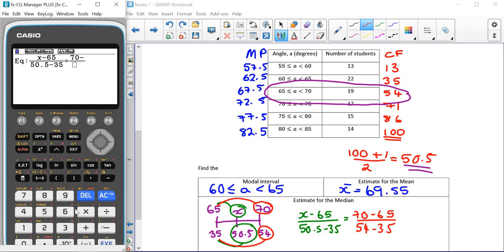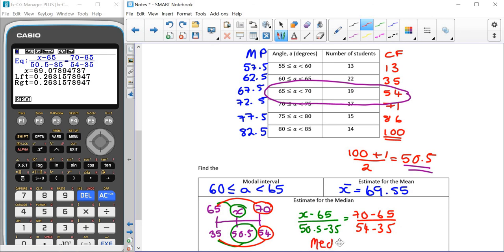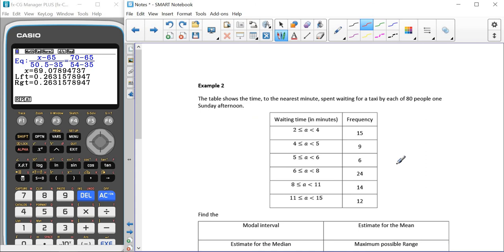70 minus 65 divided by 54 minus 35. Remember that you have to click XE twice, and that gives us an estimate for our median of 69.1. You should now take this opportunity to pause the video and try the Now You Try question.